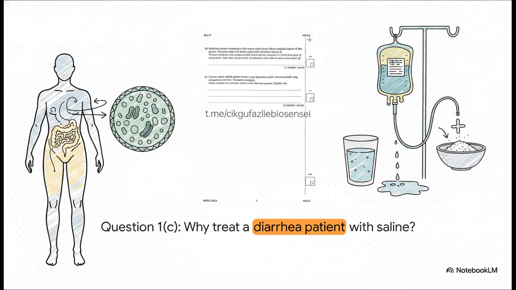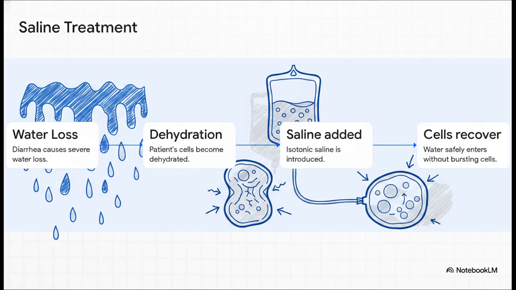To get these final 2 marks, you need to connect what you just learned about membrane permeability to fluid dynamics in the body. Here's the step-by-step physiological sequence you need to lay out. First, severe diarrhea causes massive water loss. Because of that sudden drop, the patient's cells become severely dehydrated. To fix this, doctors introduce an isotonic saline solution directly into the bloodstream. And here's the magic word. Because it's isotonic, water is able to re-enter those thirsty cells safely, gradually restoring their normal function without causing any structural damage whatsoever.